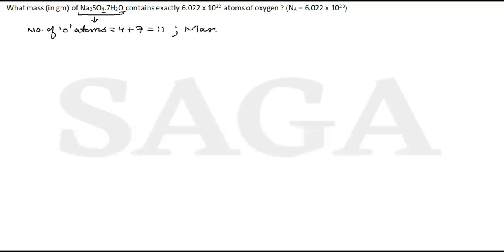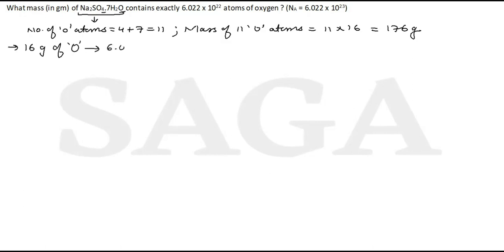Now we will find the mass of these 11 oxygen atoms. It will be equal to 11 into 16, which is equal to 176 gram. Now we know that 16 gram of oxygen contains Avogadro number of atoms, that is 6.022 into 10 raised to the power 23 atoms of oxygen.